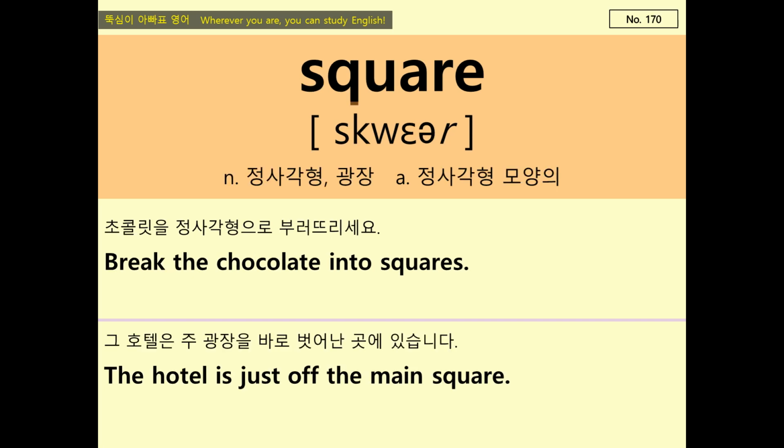Square. 정사각형. 광장. 정사각형 모양의. 초콜릿을 정사각형으로 부러뜨리세요. Break the chocolate into squares. 그 호텔은 주 광장을 바로 벗어난 곳에 있습니다. The hotel is just off the main square.